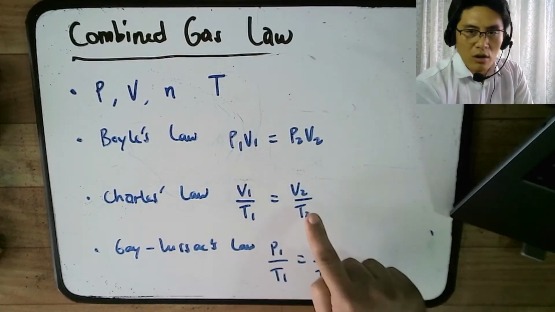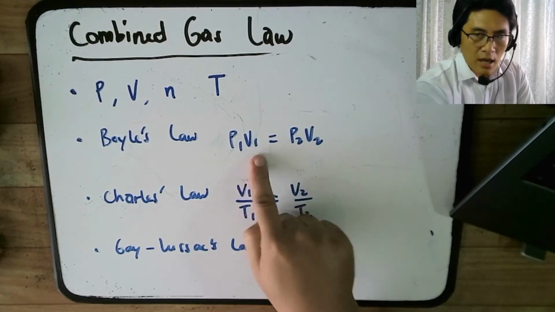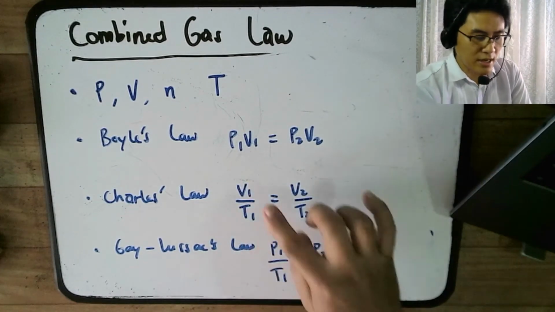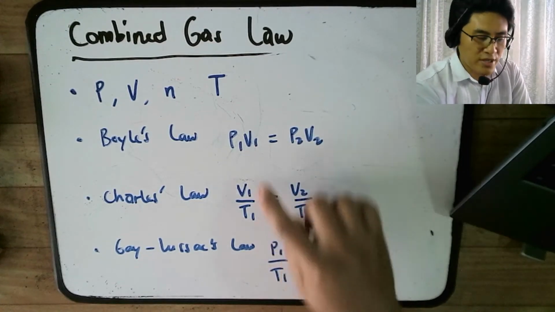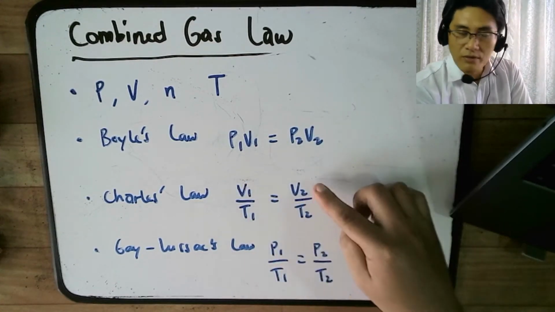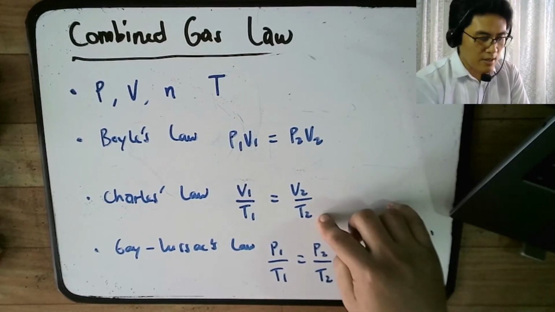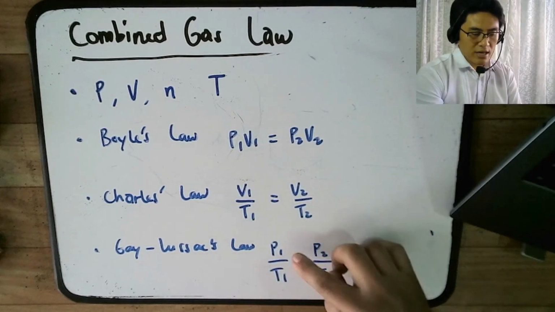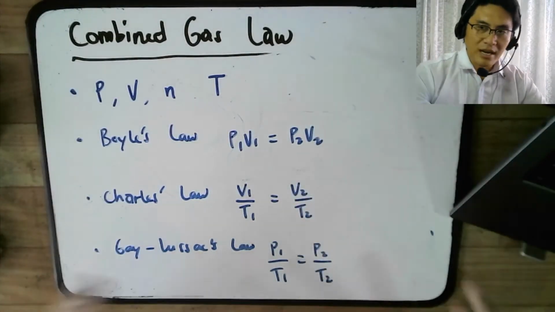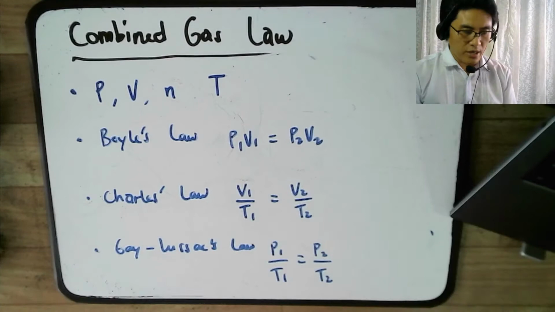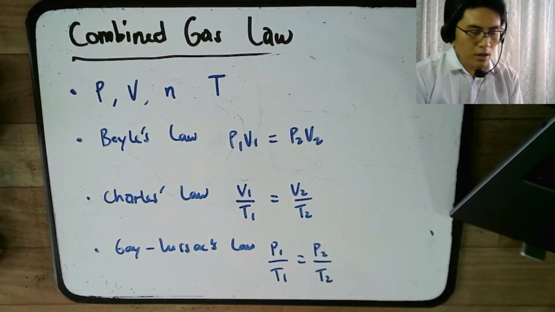While if you have Charles's law, it's not a multiplication of the two, but a division. The volume divided by the temperature of the first state is equal to the volume divided by the temperature of the second state. And also Gay-Lussac's law, but now you're dealing with pressure and temperature. Now, again, the goal of a combined gas law is to combine, merge all of these three laws. So how do we look at it?